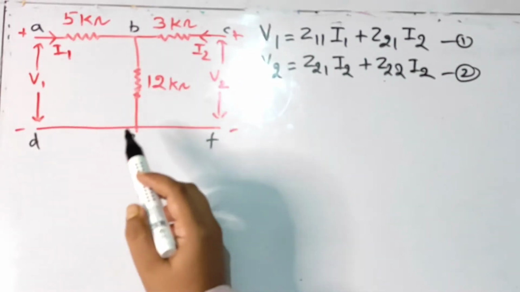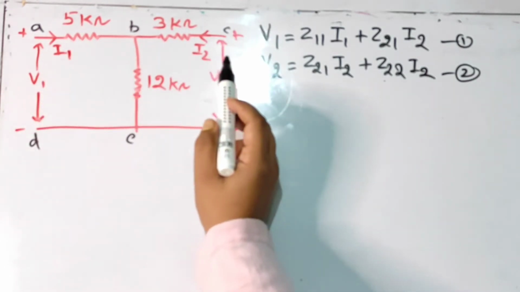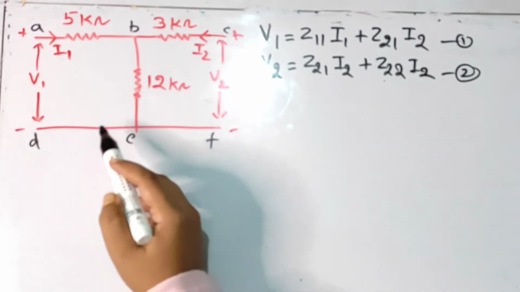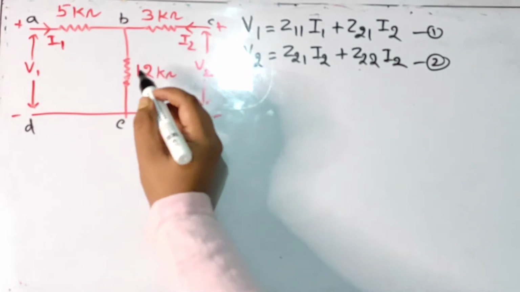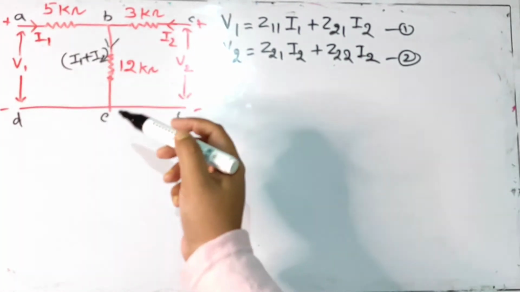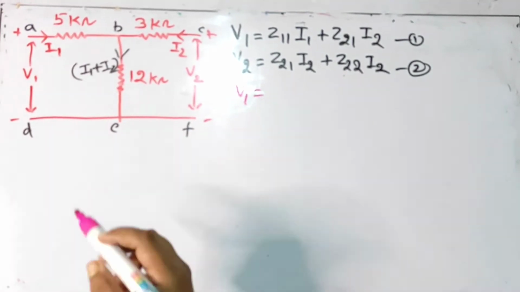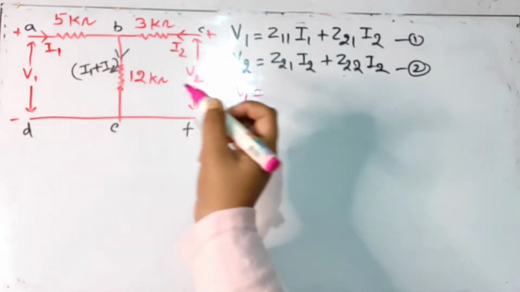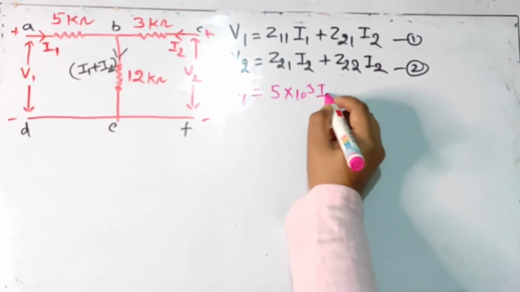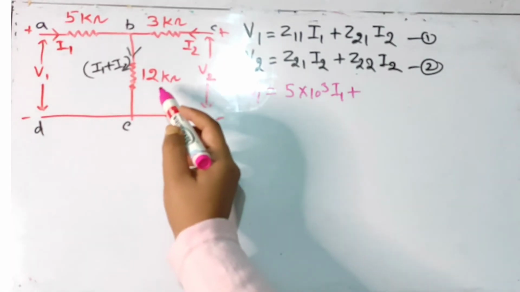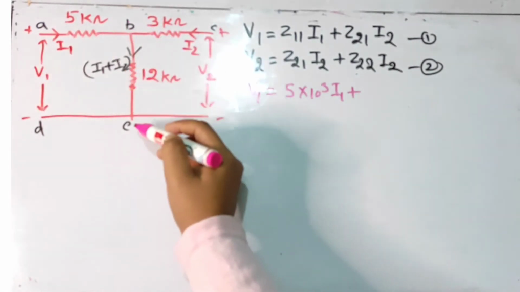So when we look at the circuit, we come to know that the current flowing through AB branch is I1 and the current flowing through CB branch is I2. So the current that will be flowing through the BE branch will be I1 plus I2. So let us apply the KVL and write equations accordingly. V1 is equal to I1 multiplied by 5 kilo ohm, 5 into 10 to the power 3 I1, and 12 kilo ohm multiplied by I1 plus I2, because we are taking the loop A, B, E, D, A.